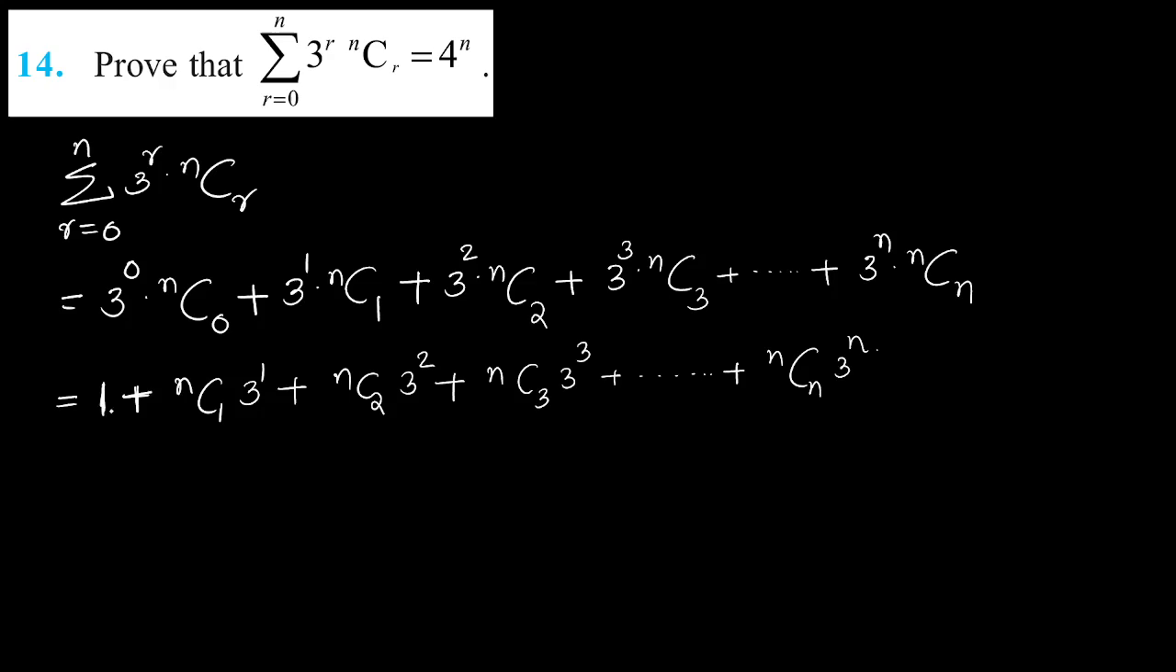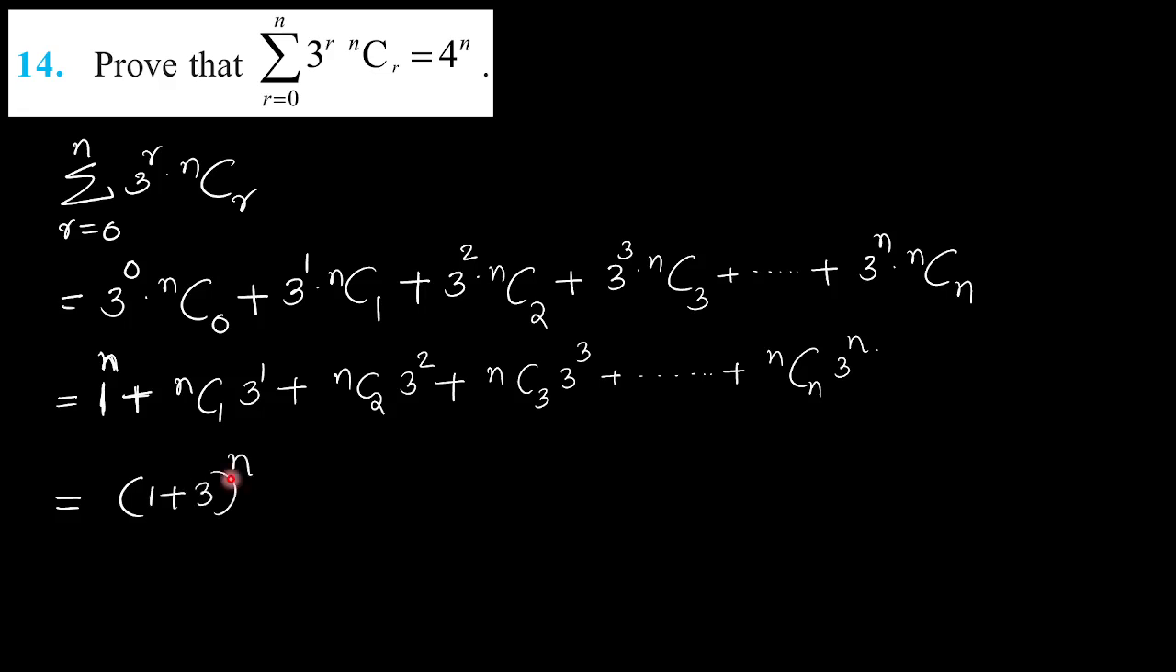The starting term is 1. Can I write 1 as 1 raised to n? Is there any mistake? If I write the first term 1 as 1 raised to n, no mistake. Look at this entire expansion. The first term is 1 raised to n and the last term is 3 raised to n. For the time being, I don't want to look at the remaining terms. There is a good chance that it is the expansion of (1 plus 3) raised to n.